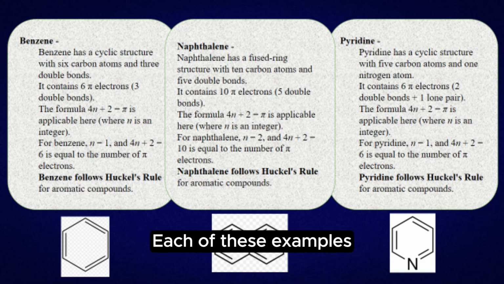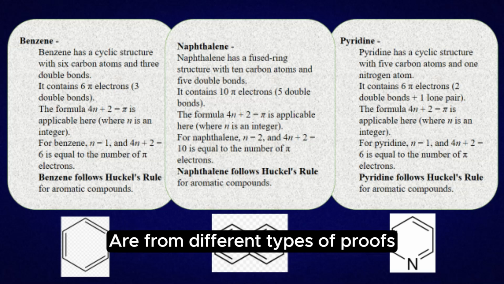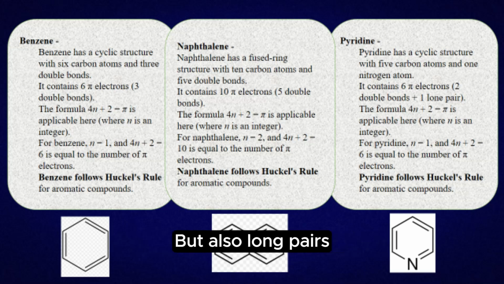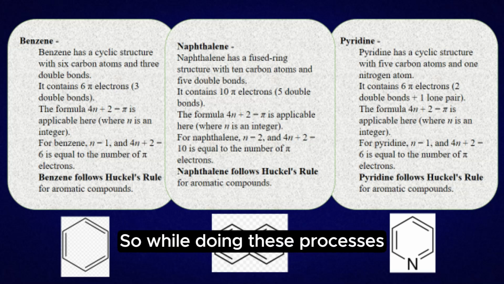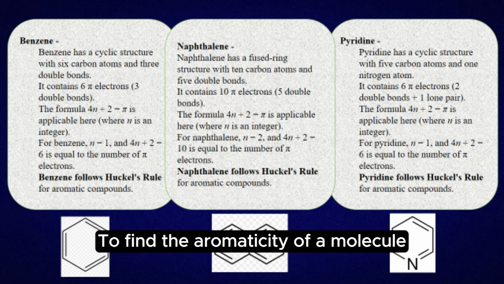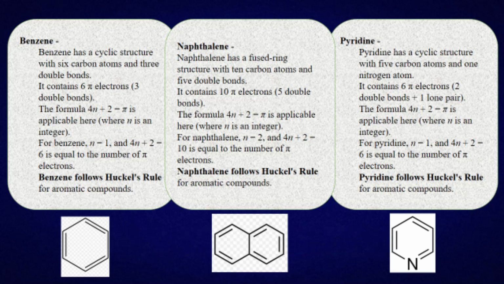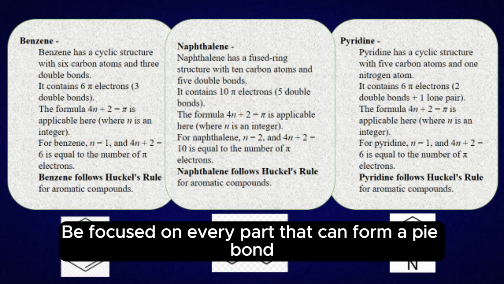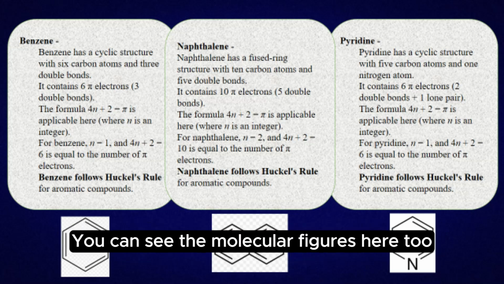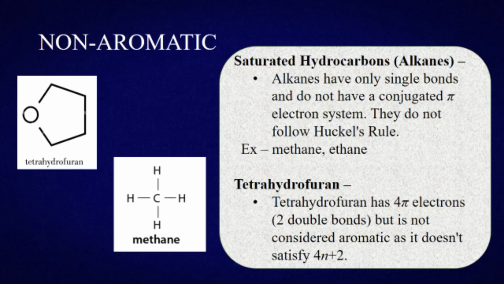As discussed, each of these examples is from different types of molecules with not only pi bonds, but also lone pairs. So while doing these processes to find the aromaticity of a molecule, be focused on every part that can form a pi bond. You can see the molecular figures here too.